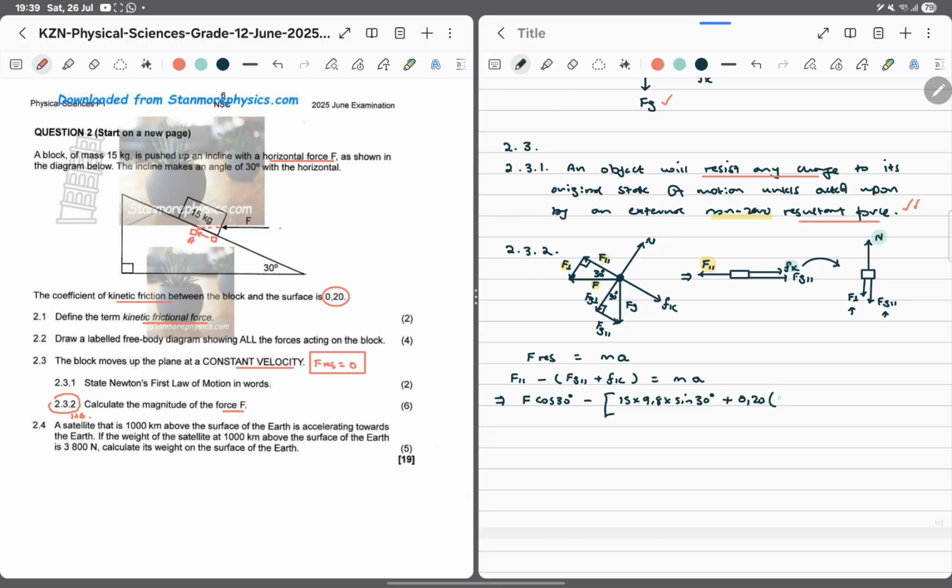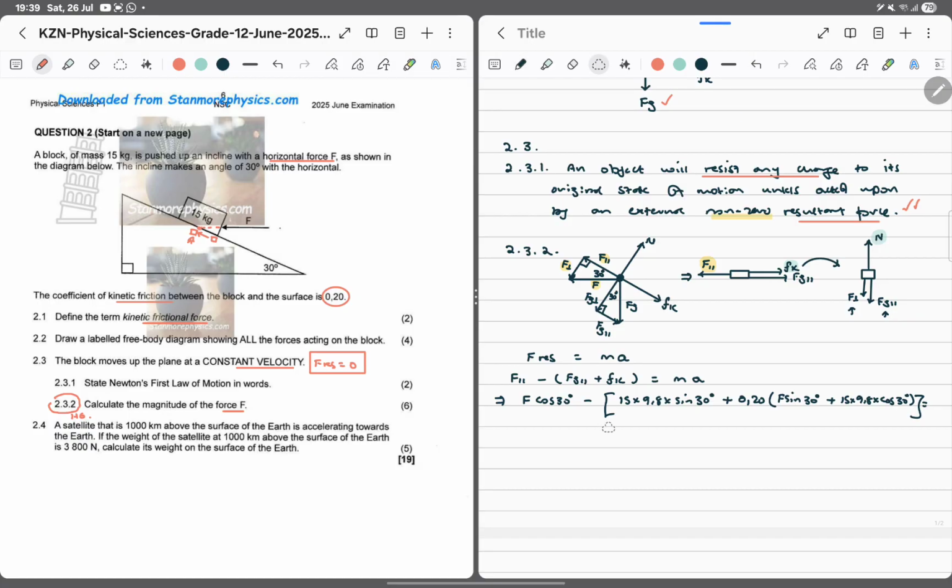Now this is going to be F parallel, F perpendicular. It's on the opposite side of that angle. So that's going to become F sine 30 degrees plus 15 times 9,8 times the cos of 30 degrees, right? Close that.